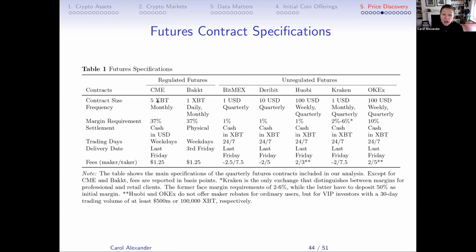But this is a standard, what we call a direct futures. So it's cash settled in USD. It's just like any other futures. Delivery date last Friday of the month, and then the fees are fairly standard for maker or taker. When we look at the unregulated futures, let's just look at the BitMEX because they're all quite similar apart from the size of the contract. They're inverse futures. The size of the futures is in dollars and the settlement and margining is in Bitcoin. So that's what we call inverse futures.